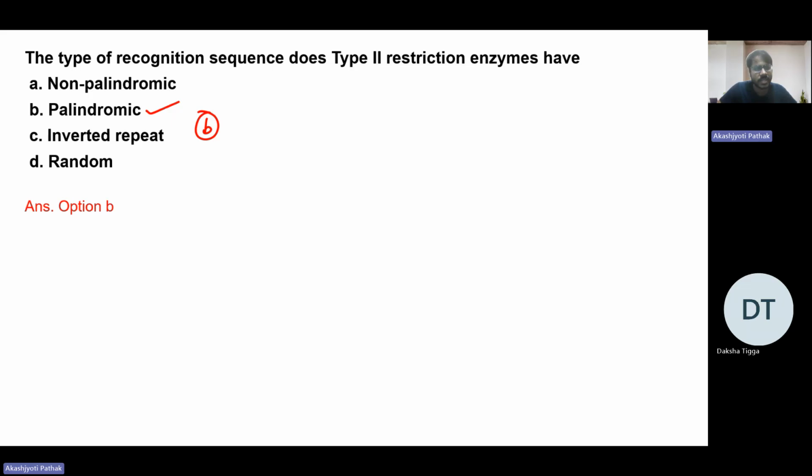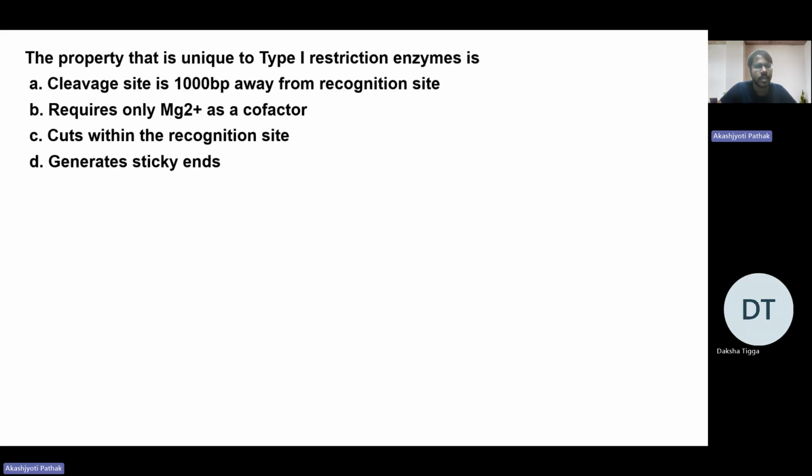So we discussed that just now. Now, the property that is unique to type 1 restriction enzyme is what? So the type 1 restriction enzyme, I've been explaining this several times. It cleaves at a site which is 1000 base pairs away from the recognition site. For type 3, it is 20 to 25 base pairs away. For type 1, it is 1000 base pairs away.